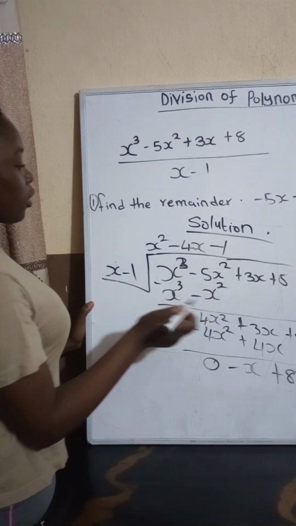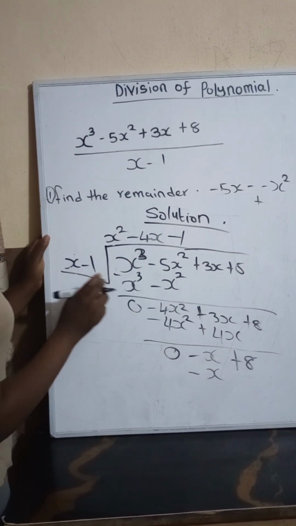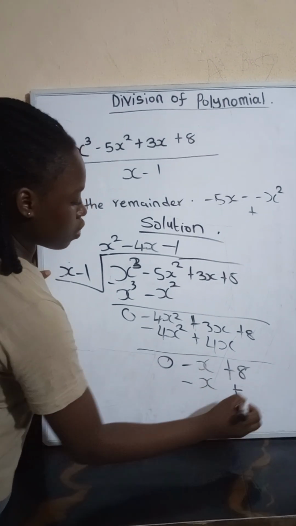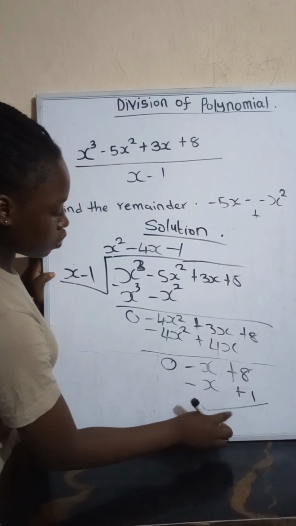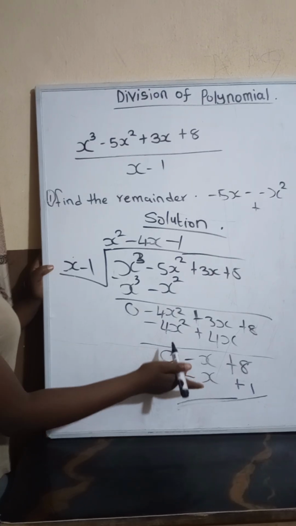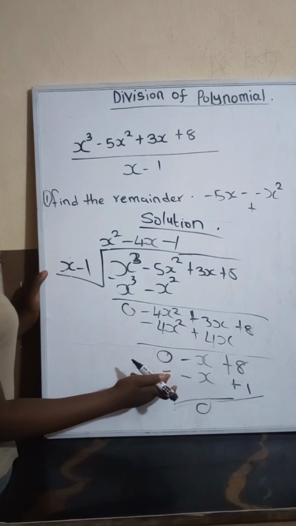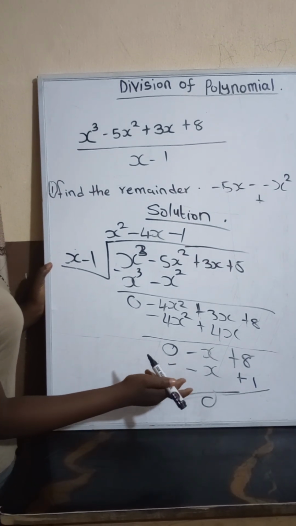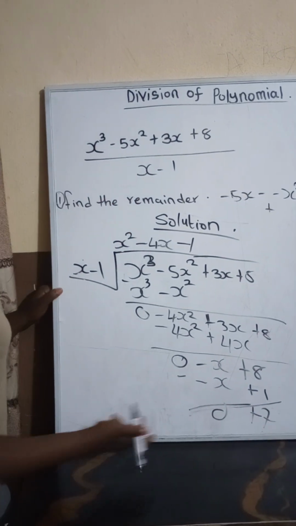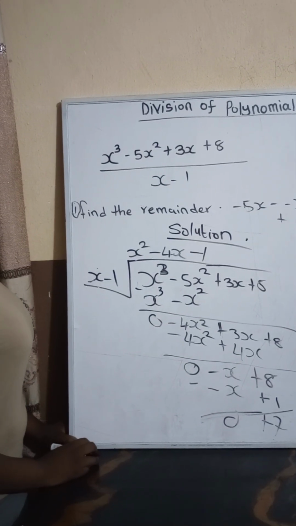So minus 1 multiplied by x will give you minus x. Minus 1 multiplied by minus 1 will give you plus 1. So you subtract. Minus x minus minus x will give you 0. Then plus 8 minus plus 1 will give you plus 7. So this is our remainder. Our remainder is equal to 7.